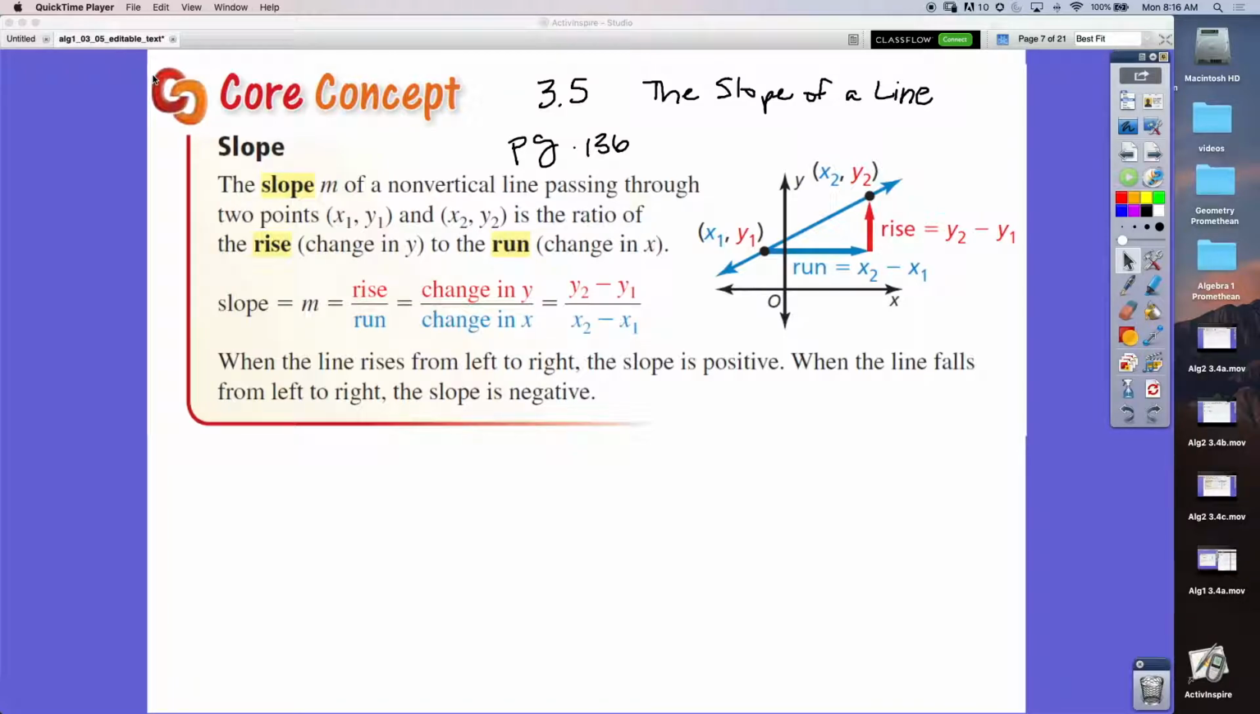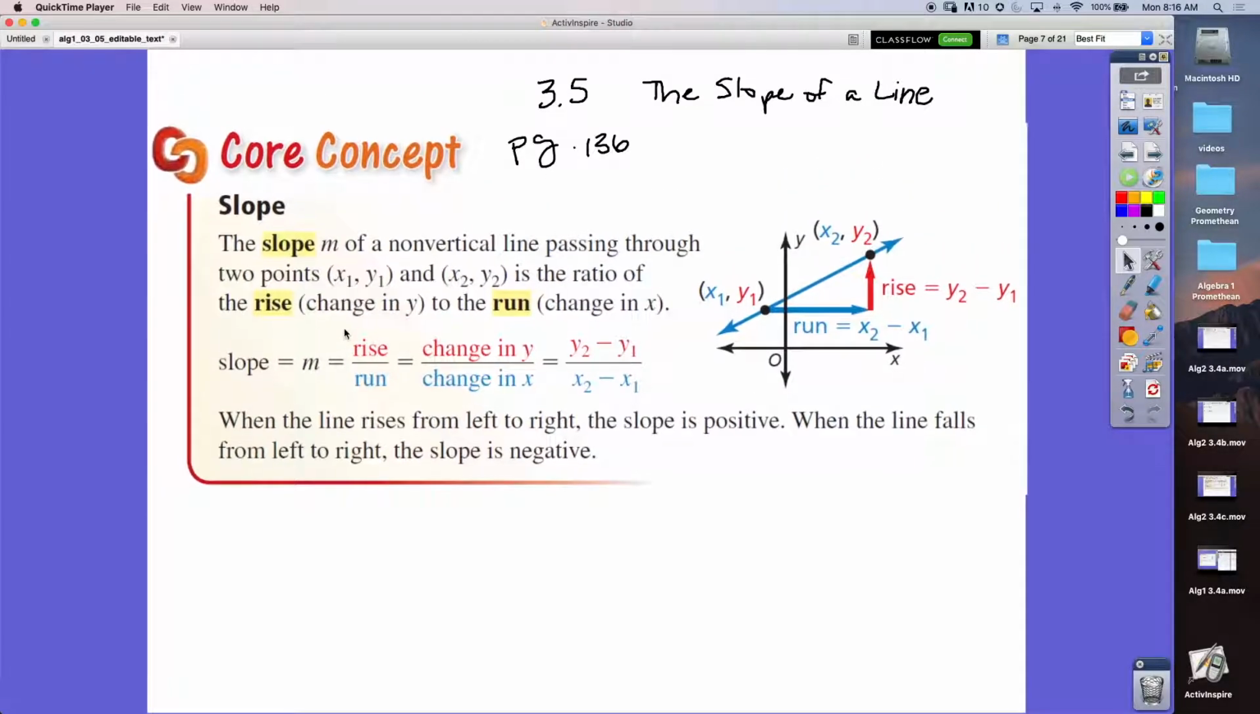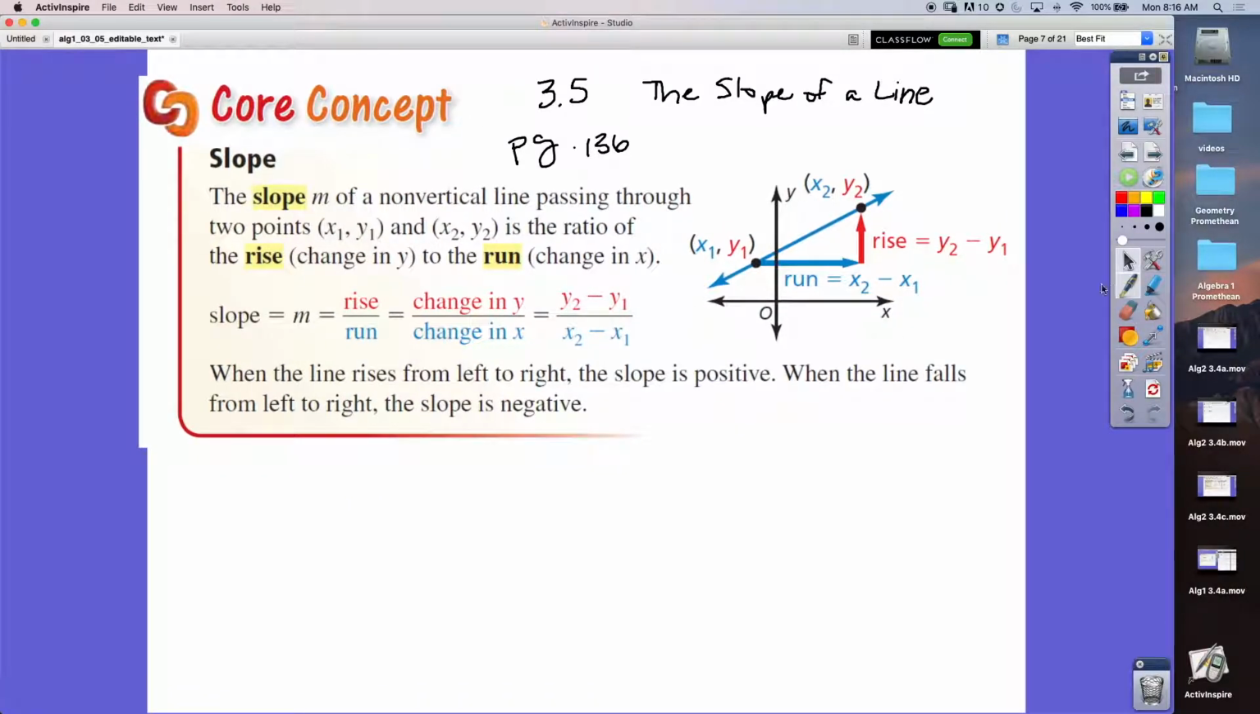Okay, we're starting section 3.5, the slope of a line. Super important concept in Algebra 1, first semester. I'm on page 136 if you want to follow along. There are several ways of finding the slope, but one way of doing it is by counting and calculating the rise over the run. So I want you to make sure that you copy this down.